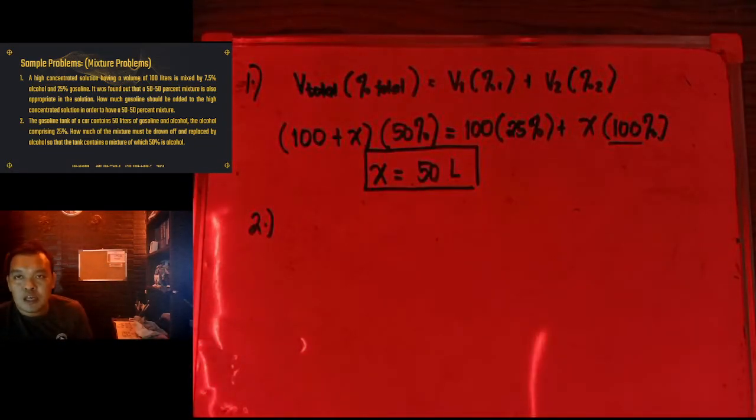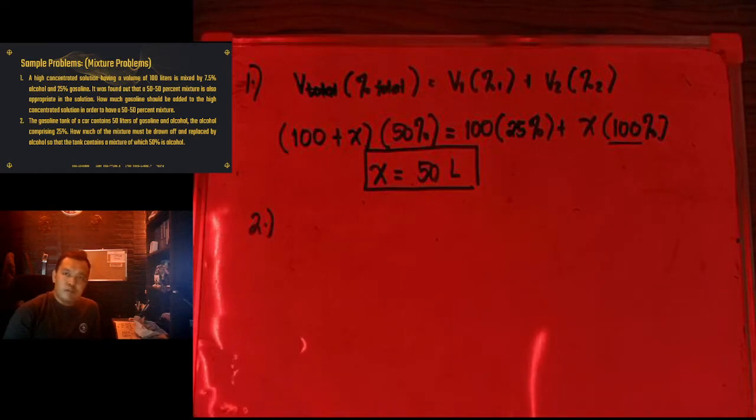Number 2. The gasoline tank of a car contains 50 liters of gasoline and alcohol. The alcohol comprising 25%. How much of the mixture must be drawn off and replaced by alcohol so that the tank contains a mixture of 50% alcohol? Okay. So ngayon, ganun pa rin yung formula natin. Volume total times percentage total is equivalent kay volume 1, percentage 1 plus volume 2, percentage 2.